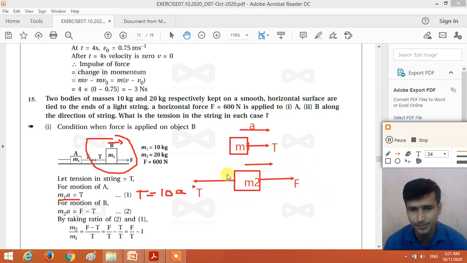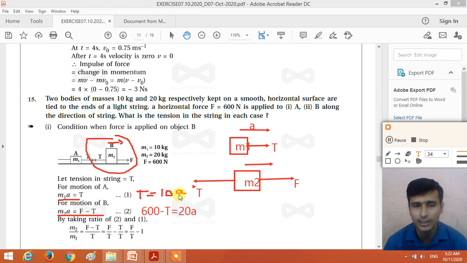So from this free body diagram, if you write the equation, we get F minus T is equal to M2 into A. So we get the second equation: F minus T is equal to M2 into A. If you put the values, we get the second equation, right? The value of F is 600 minus T is equal to the value of M2, which is 20 into A. So here we get the two equations.